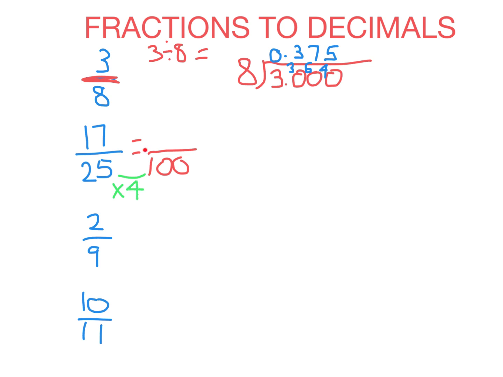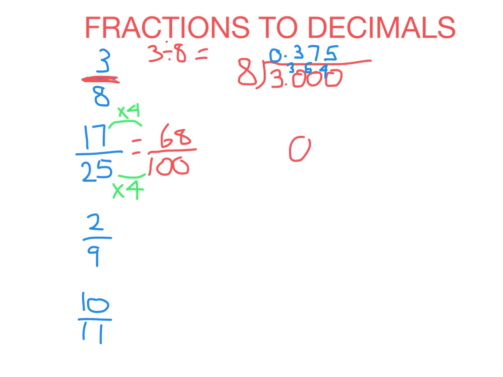Because I want these fractions to be equal, what I do to the bottom, I must do to the top. Since I times the bottom by 4, I must multiply the top by 4. So to multiply by 4, you double it and double it again. So double it, you get 34. Double it again, you get 68. So 17 over 25 is 68 hundredths.